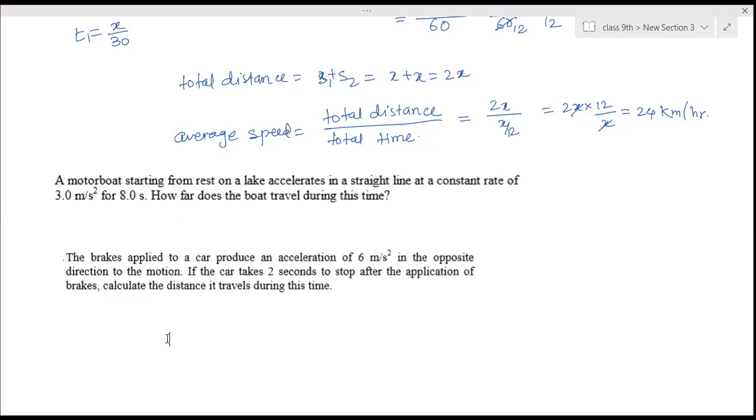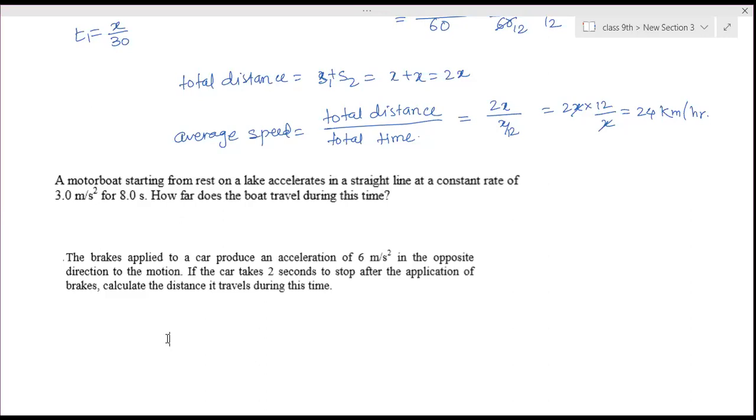Because brakes are applied, it moves in the opposite direction of the motion. So time is 2 seconds, final velocity 0 meter per second because it comes to a stop. So we have to find U first. We can use v is equal to u plus at. Final velocity is 0, so 0 is equal to u plus minus 6 into 2, which is 12 meter per second.